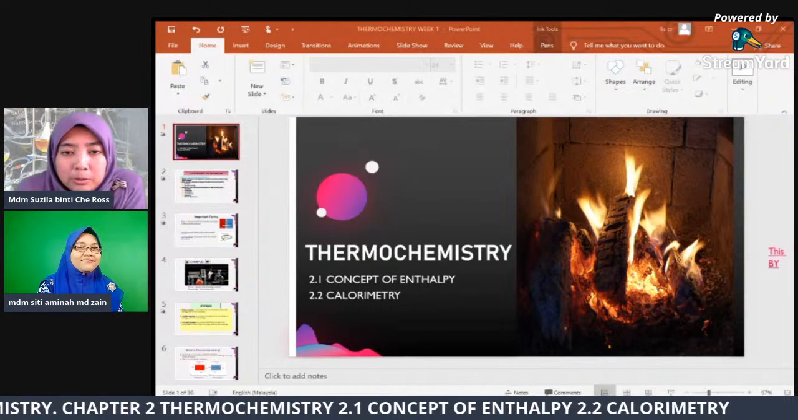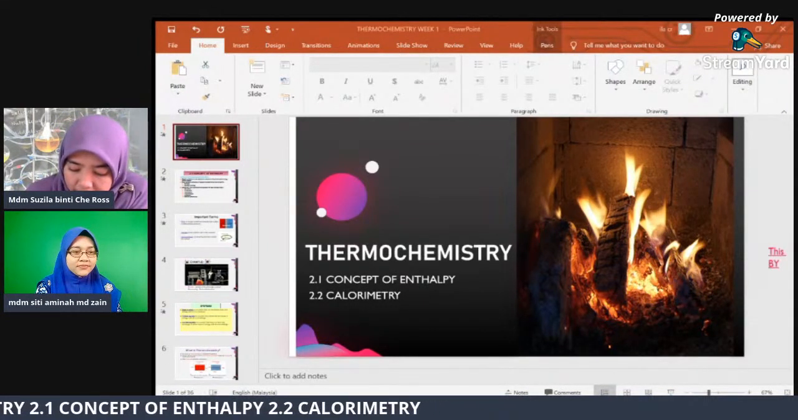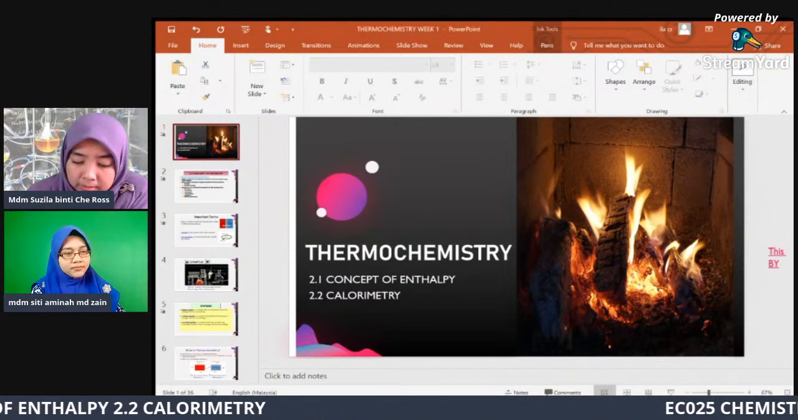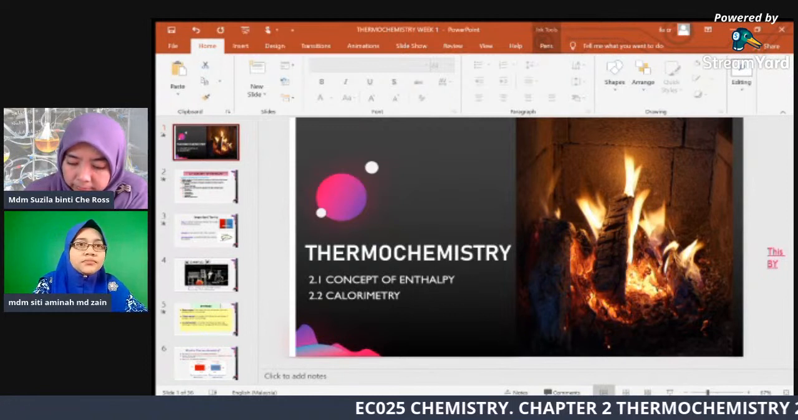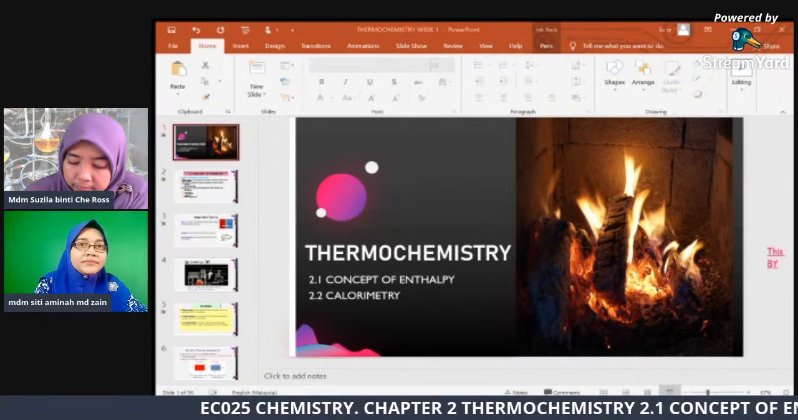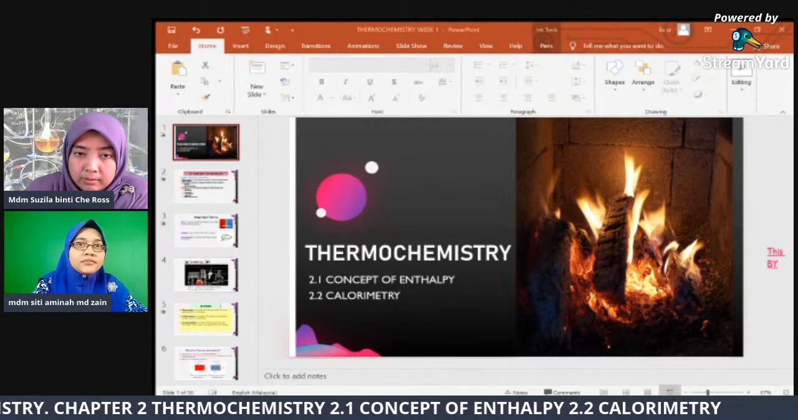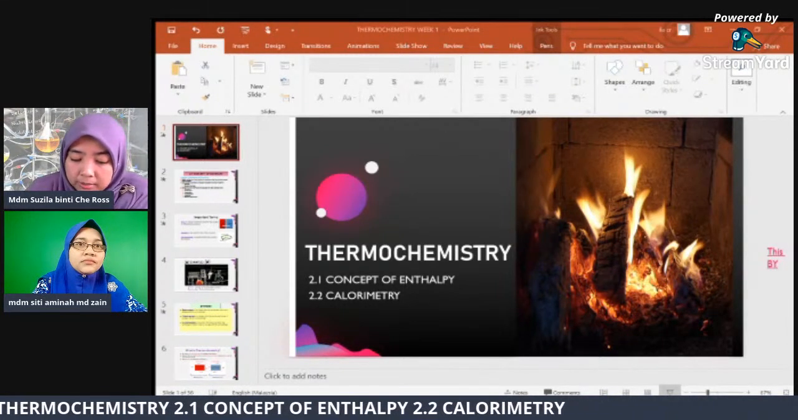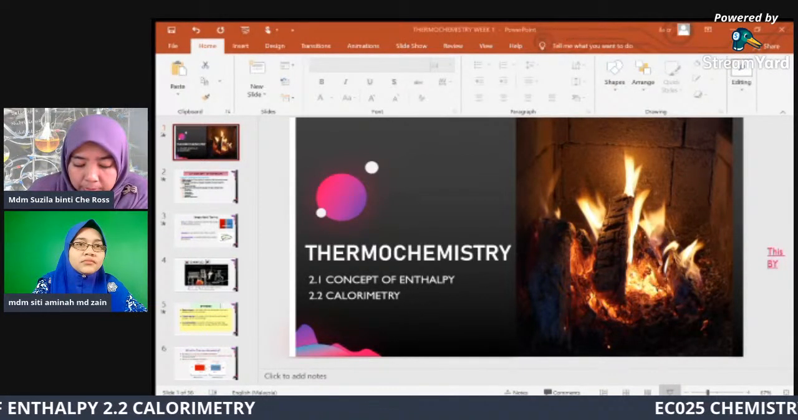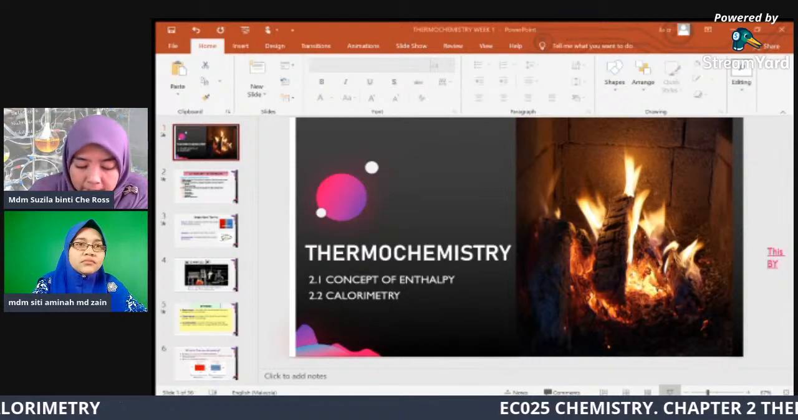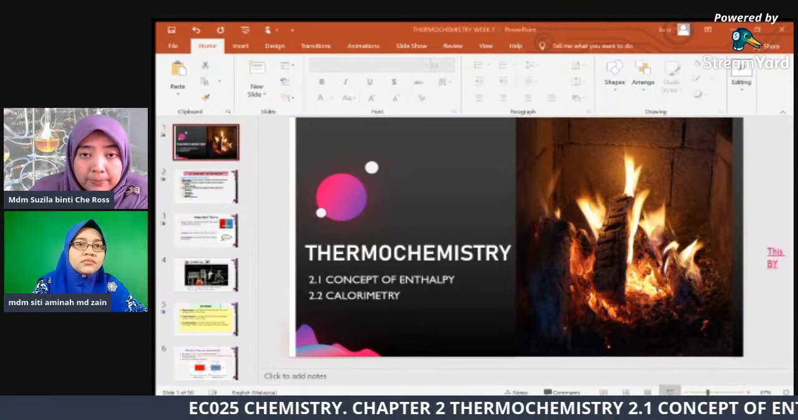Okay, Assalamualaikum, selamat pagi. So for today, kita akan tengok chapter 2 Thermochemistry. So for this 1 hour, we try to cover 2.1 concept of enthalpy and 2.2 calorimetry.